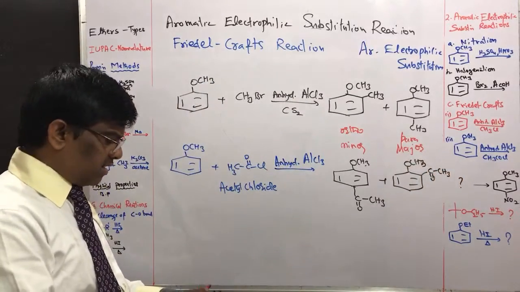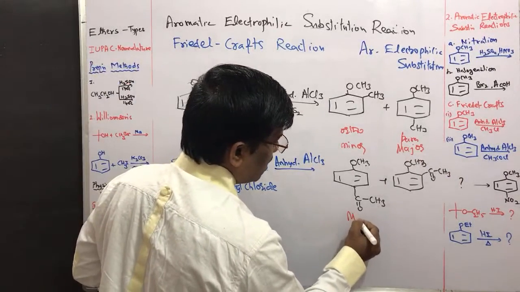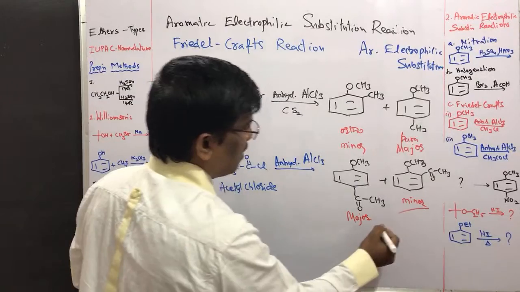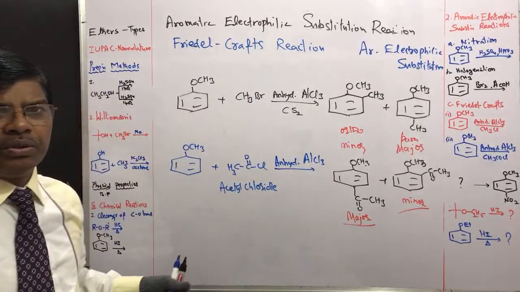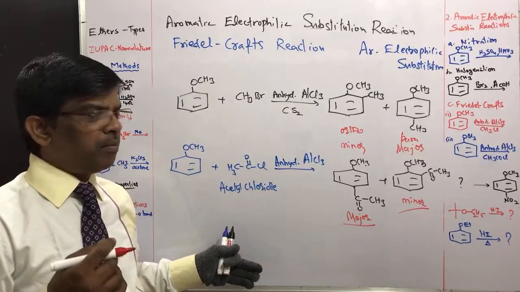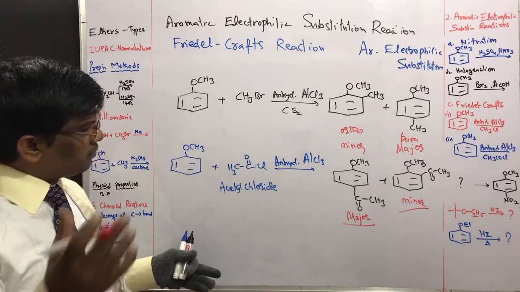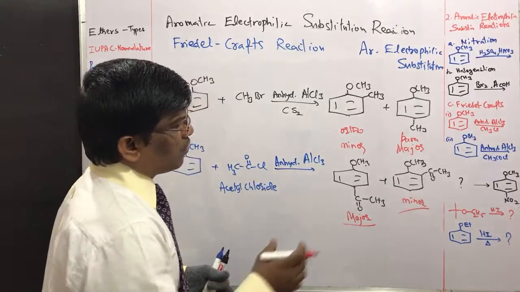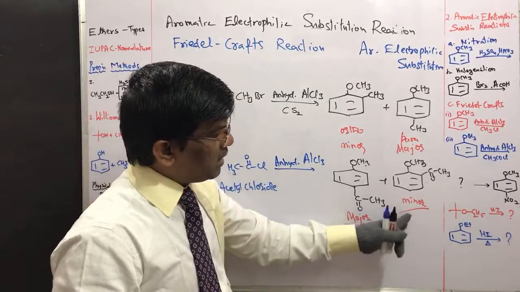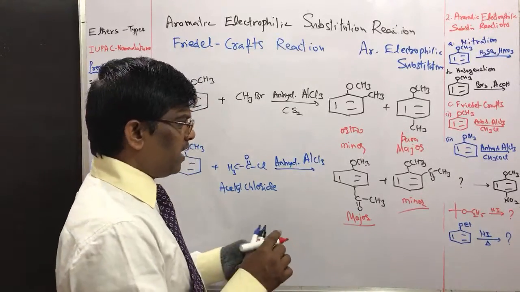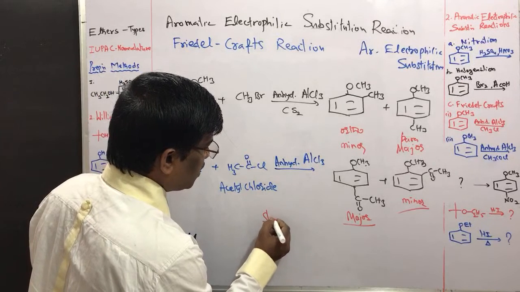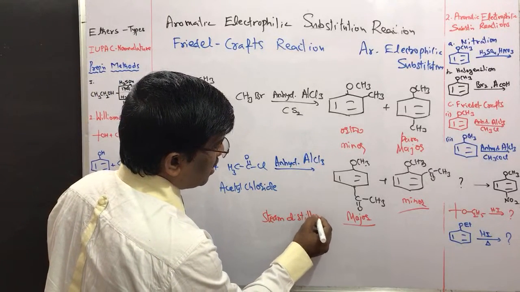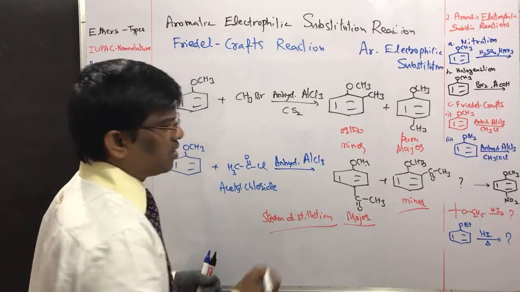Again, write it as this is major and this is minor. And another key point to make you know is how to separate these two compounds. Dear students, it is very simple. Write down steam distillation. Steam distillation separates these compounds.